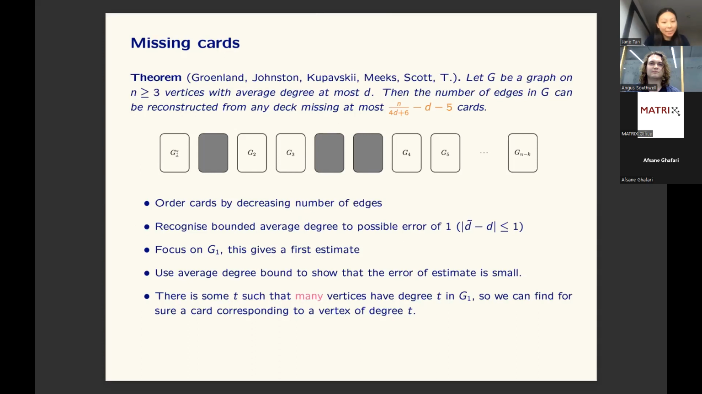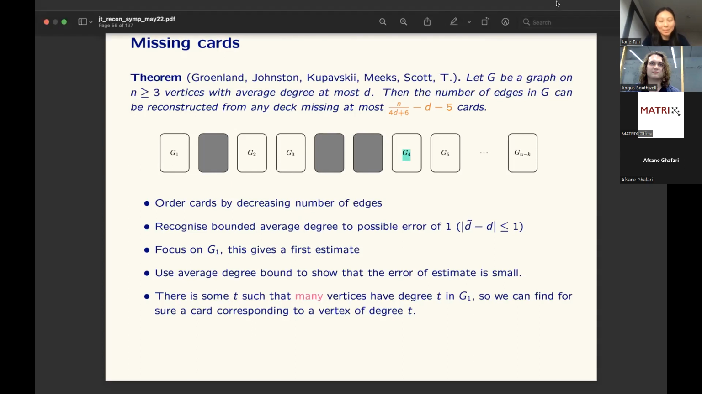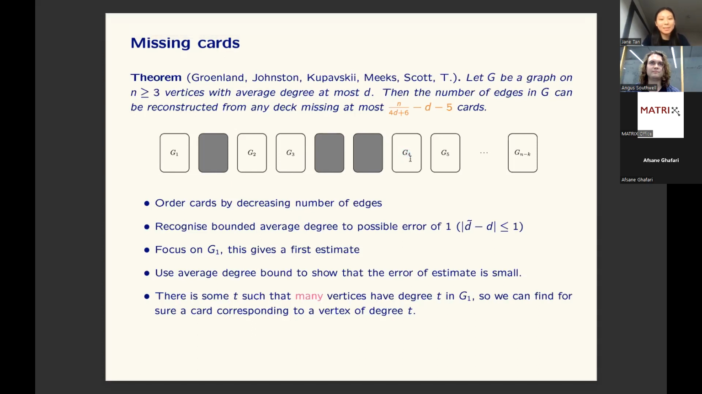But essentially we can get around this and find a t such that by counting forward a certain number of times, a number we can determine by looking at G1, basically the number of vertices with degree smaller than t, we can find a card corresponding to deleting a vertex of exactly degree t. And then we're done, because the number of edges in the graph at this point is the number of edges that we see in whatever card we've landed in, plus t, which is the number that we've deleted.